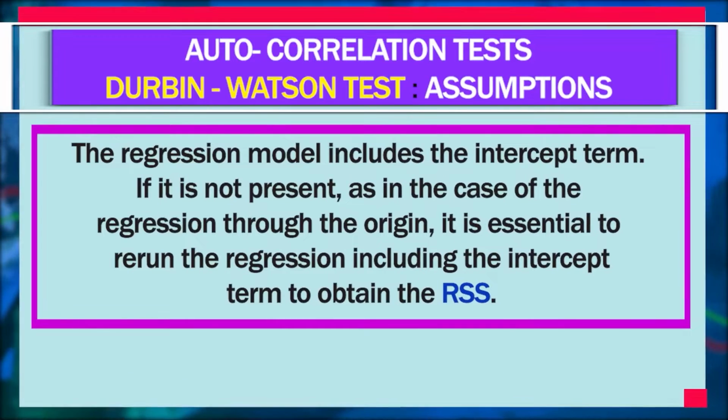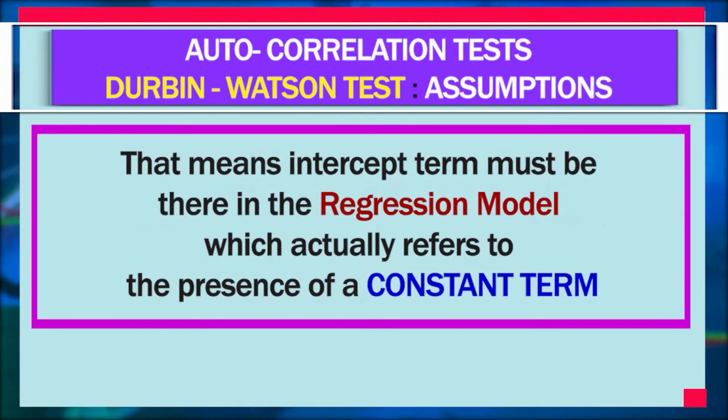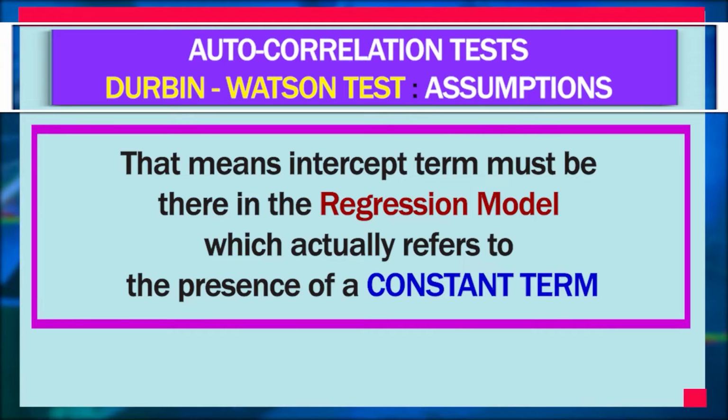So this calls for the assumptions which are necessary to run the test. Because this test may not be applicable in all cases, it is based on a set of assumptions. In this slide, we will focus on the assumptions under which the test can be conducted. The first assumption says that the regression model includes the intercept term. That means the intercept term must be there in the regression model, which refers to the presence of a constant term. Because this constant term is an autonomous element which may be unaffected by the time values or by other factors.